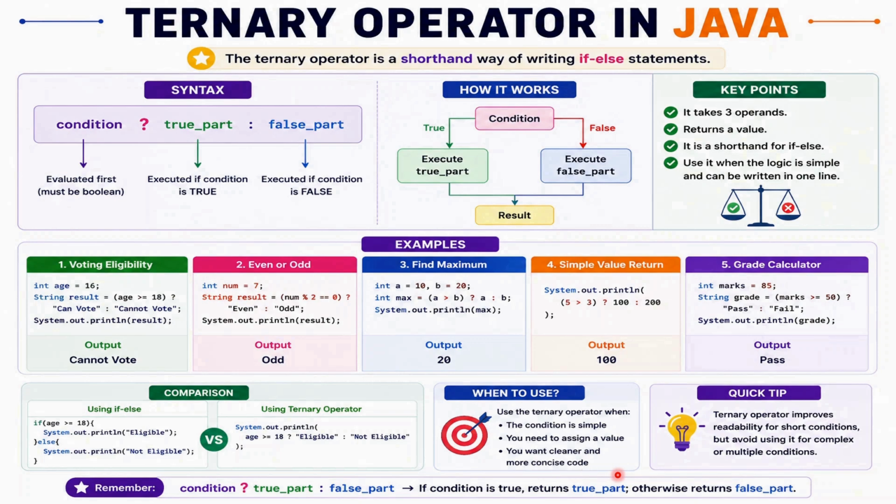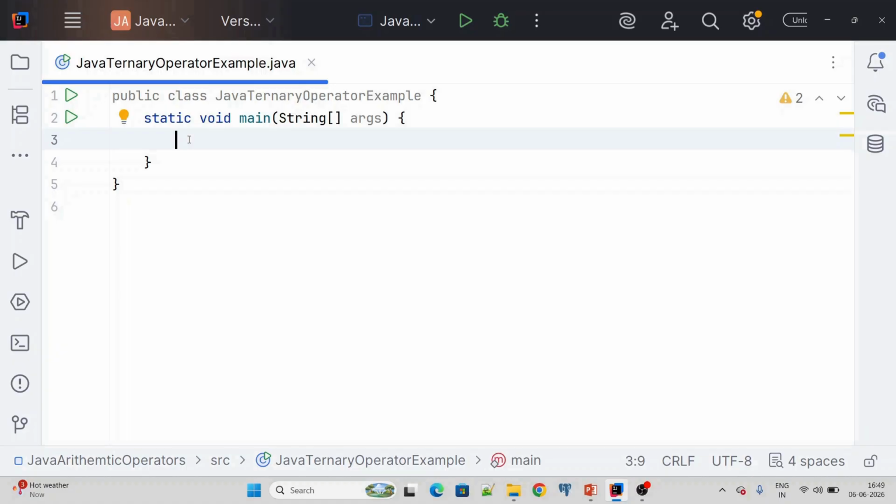So friends, a quick tip for the ternary operator: it improves readability for short conditions, but avoid using it for complex or multiple conditions. Friends, this is all about the theoretical part. Let's deep dive into the practical session of the video, with real world examples. The first real world example will be a voting system.